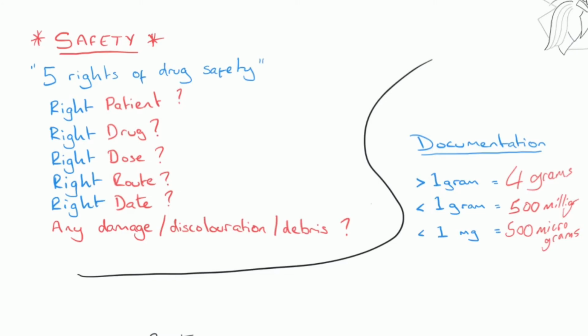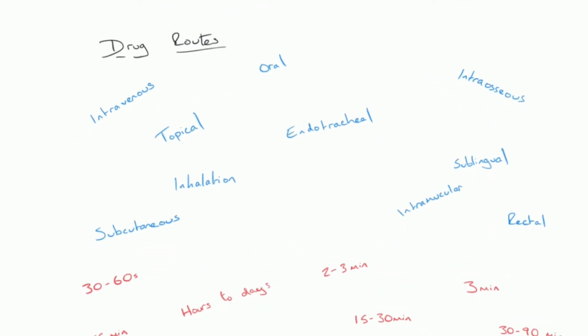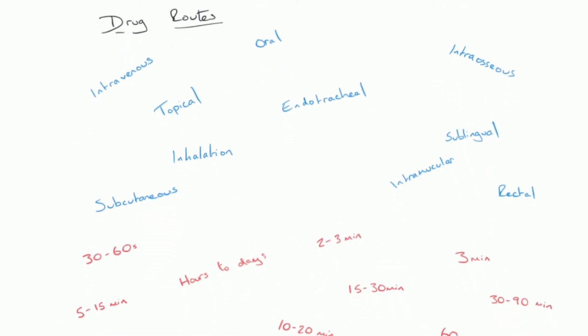Wonderful. Right, okay. So just moving on quickly now to drug routes. Now what I thought I'd do here is have a list of some of the more common ways that we come across how medicines are administered in practice. And I'm then going to match up how long it takes for these different routes to take effect. So if we start off with intravenous, when we give someone a drug intravenously, we expect it to take effect in around 30 to 60 seconds.